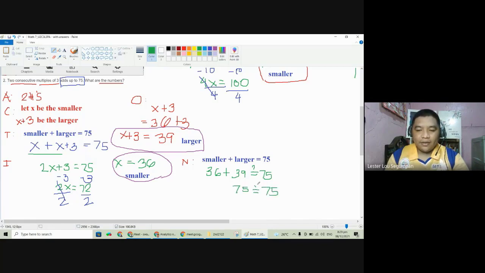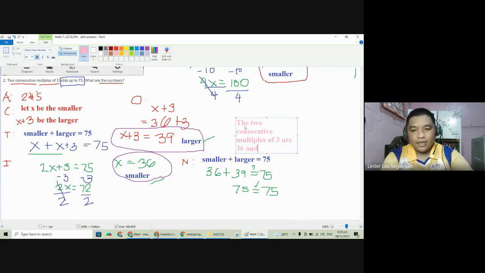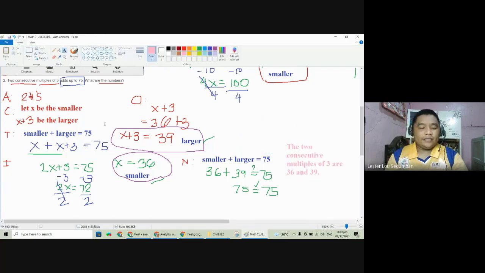They are the same. This means that these two values of our x that we have solved earlier are the correct values in the given situation. If you would like to continue, you could also state here that the two consecutive multiples of 3 are 36 and 39, just to end the situation with the result. So this is for number 2.